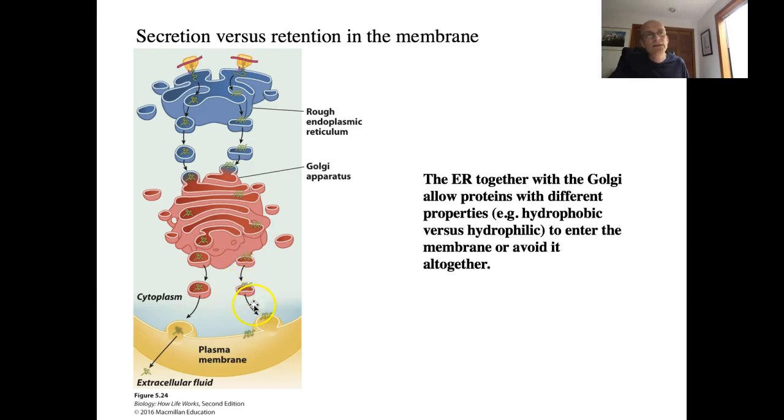And if this buds off and fuses with the plasma membrane, you see that the protein is still stuck in the membrane, and it's still stuck in the membrane as it's fusing with the membrane, and this vesicle becomes now part of the plasma membrane of the cell. And so the protein still is stuck in the membrane, just where it was synthesized.